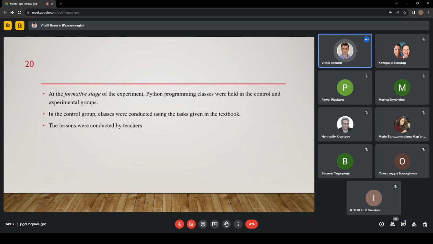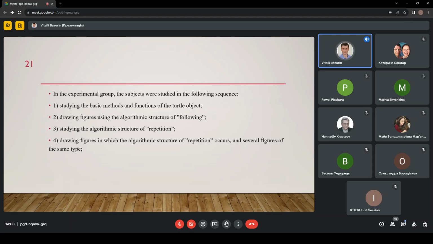At the formative stage of the experiment, Python programming classes were held in the control and experimental groups. In the control group, classes were conducted using the tasks given in the textbook. The lessons were conducted by teachers. In the experimental group, pupils were taught using the tasks we developed, containing computer graphics, which were developed by the authors of the article. In the experimental group, the subject was studied in the following sequence.